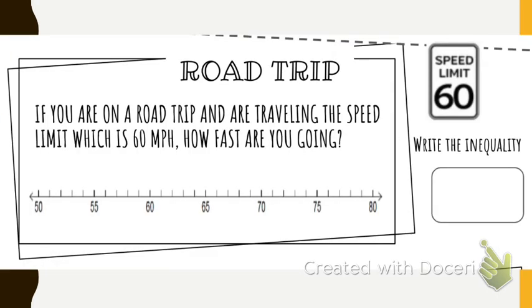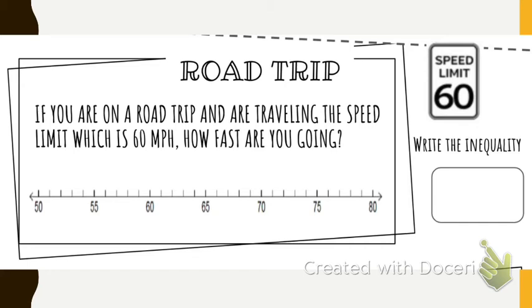All right, you're going on a road trip and you are traveling the speed limit, which is 60 miles an hour. How fast are you going? Well, you are going the speed limit, right? There are a couple ways you could look at this problem. If I said I'm going exactly the speed limit, I am going exactly 60, which is just a closed circle on 60.